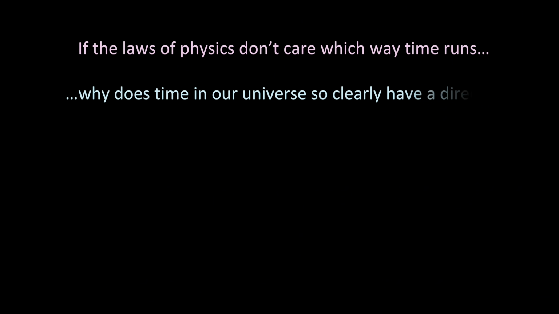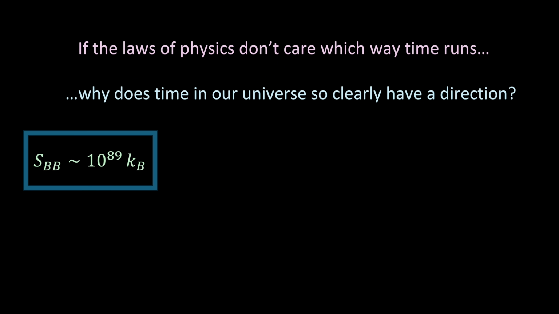And ultimately, that helps us answer the question we started this video with. If the laws of physics don't care which way time runs, why does time in our universe so clearly have a direction? The answer led us to entropy, and entropy led us back to the beginning of the universe. We found that the early universe, despite being hot, dense, and full of radiation, had an entropy of only about 10 to the power 89 times Boltzmann's constant. That sounded huge, but gravity changed the game.